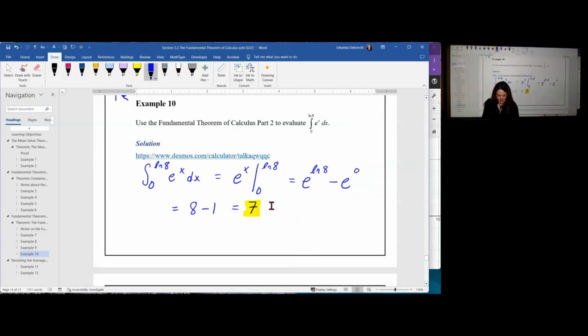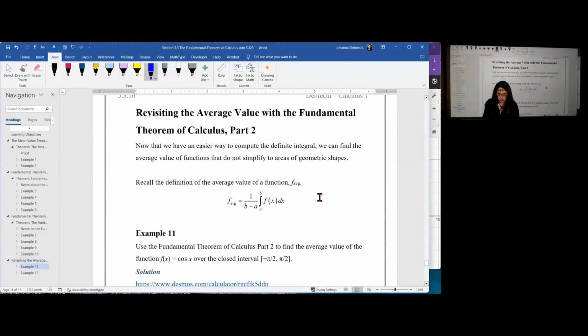Let's now revisit our average value using the Fundamental Theorem of Calculus Part 2. Remember that the average value is given by the reciprocal of the width of the interval multiplied by the definite integral, the area between the curve and the independent axis. Now that we have this definition to evaluate the definite integral, we can find the average value for functions that don't lend themselves to geometry. Let's take a look at one here.